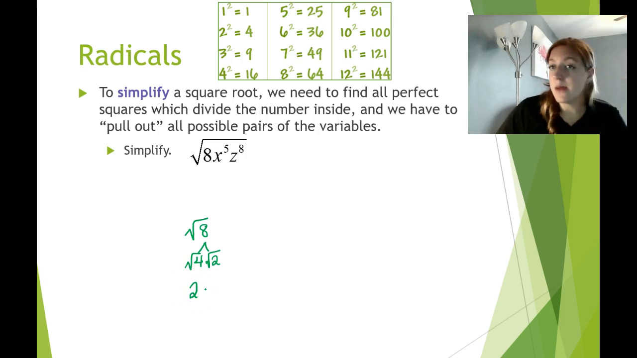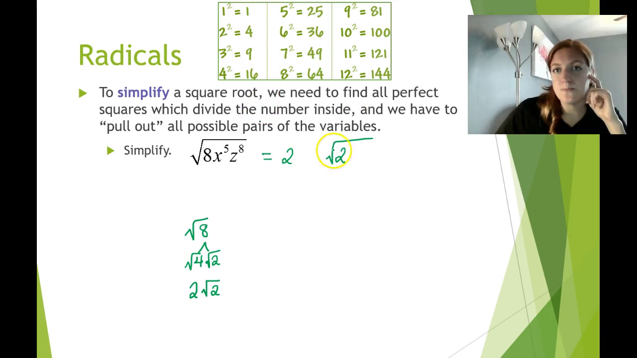Okay, so it's just an operation, right? As soon as you take the square root, it goes away. And then you have the square root of 2 just chilling inside. So the square root of 8 just simplifies down to 2 square root of 2. So far as we've broken it down, we have a 2 on the outside, and we have a 2 on the inside. 2 is not a perfect square. It's not divisible by any of these perfect squares besides 1, but that doesn't count. So that's all we can do for right now.